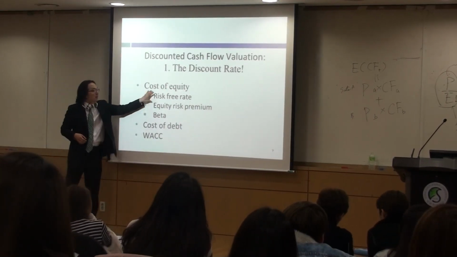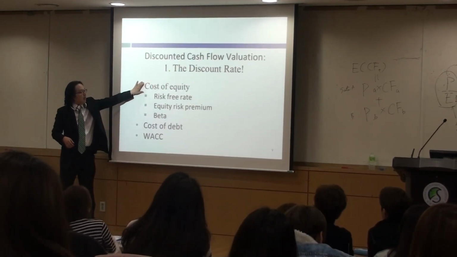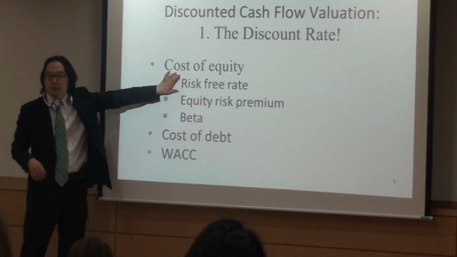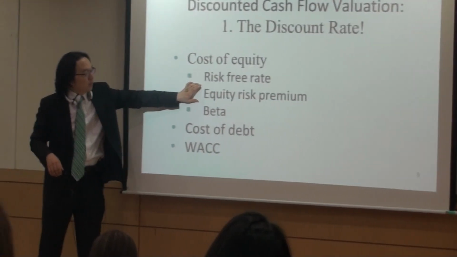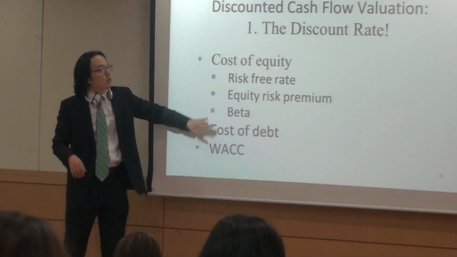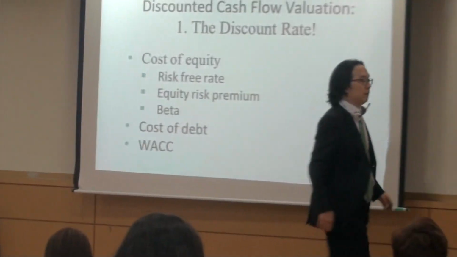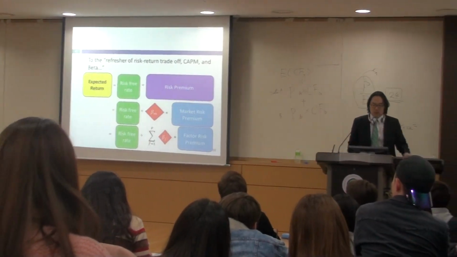And then the cost of equity has three components in it: the risk-free rate, the equity risk premium, and beta. So we'll go through them one by one, and then try to complete the discussion.